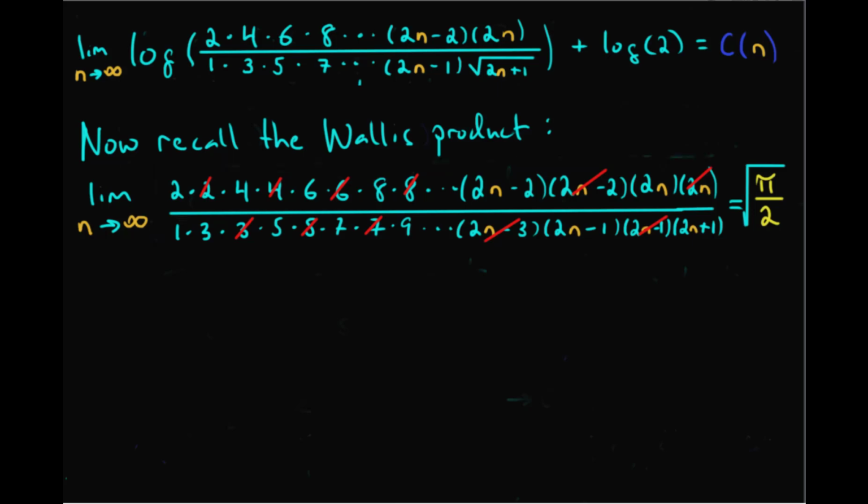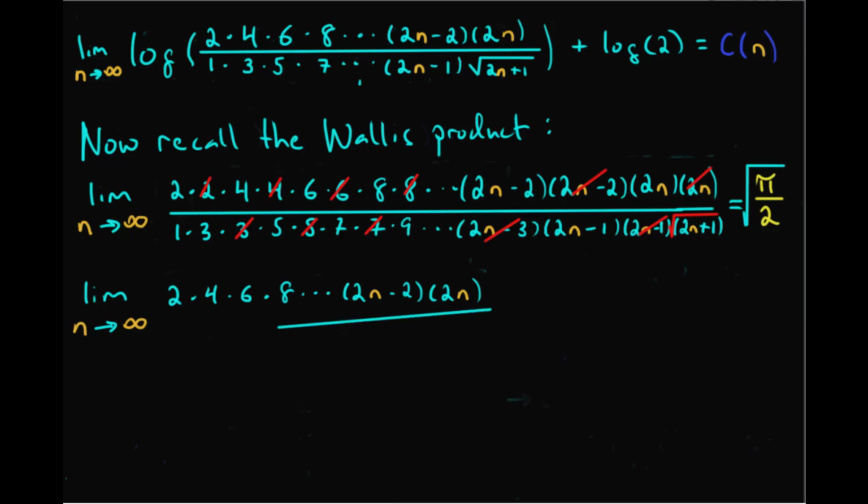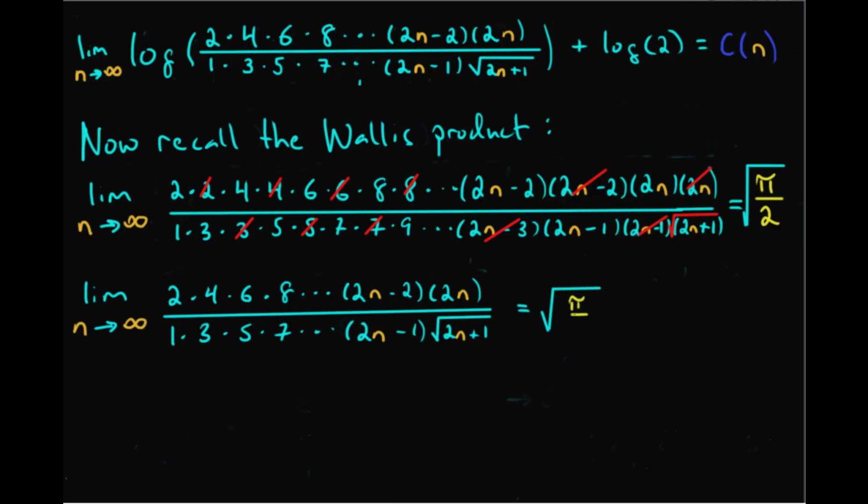So once we clean this up a little bit, we have the limit as n approaches infinity of 2 times 4 times 6 times 8 times ... times 2n minus 2 times 2n, all over 1 times 3 times 5 times 7 times 9 times all the way up to 2n minus 1 times the square root of 2n plus 1, equals the square root of pi over 2. And that infinite product is exactly what we have in the top line inside the logarithm.